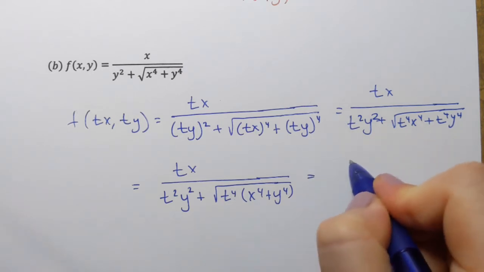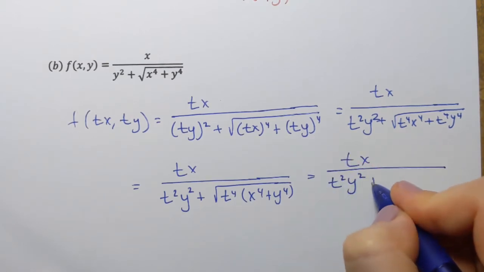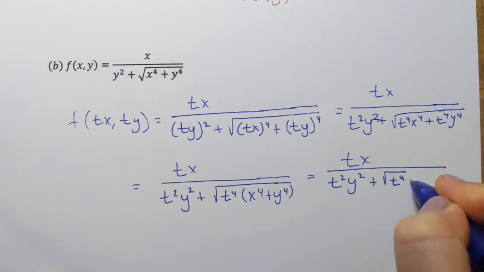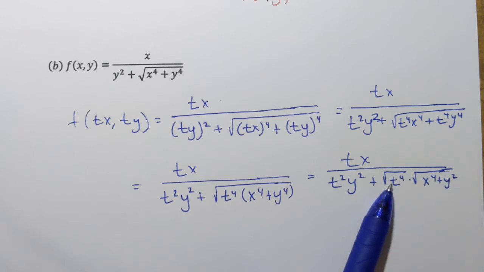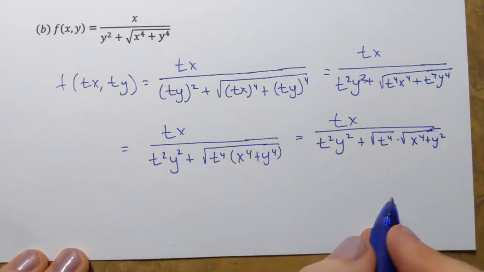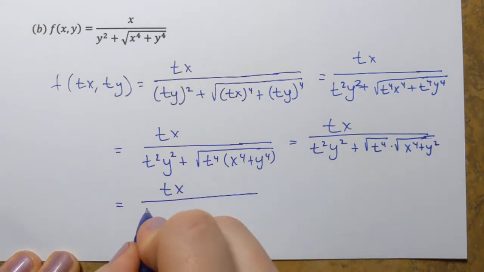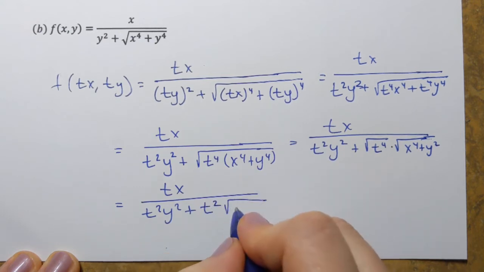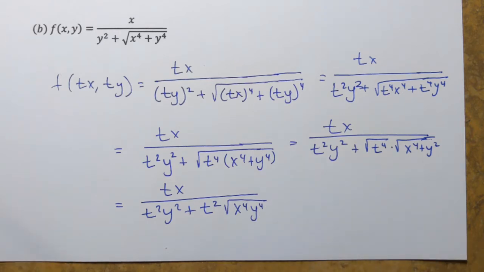So what I'll have is, I'm trying not to skip steps here, square root of t to the fourth times square root of x to the fourth plus y to the fourth. Okay, and now of course square root of t to the fourth becomes t squared. t x on the top, t squared y squared plus t to the second power, and then that square root. Okay, remember I'm trying to factor out t.